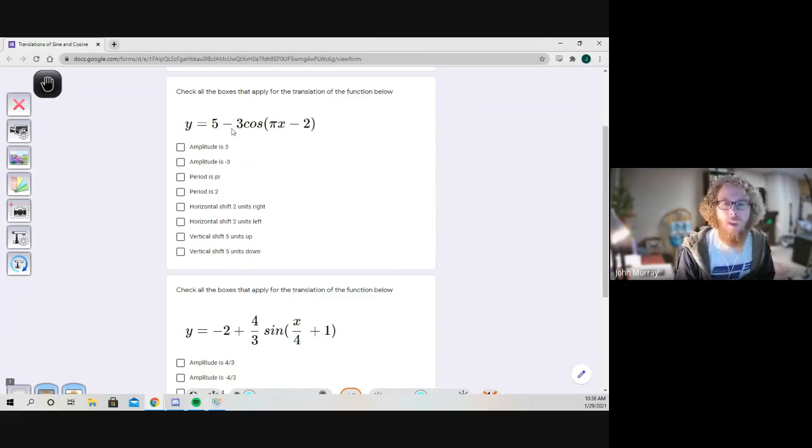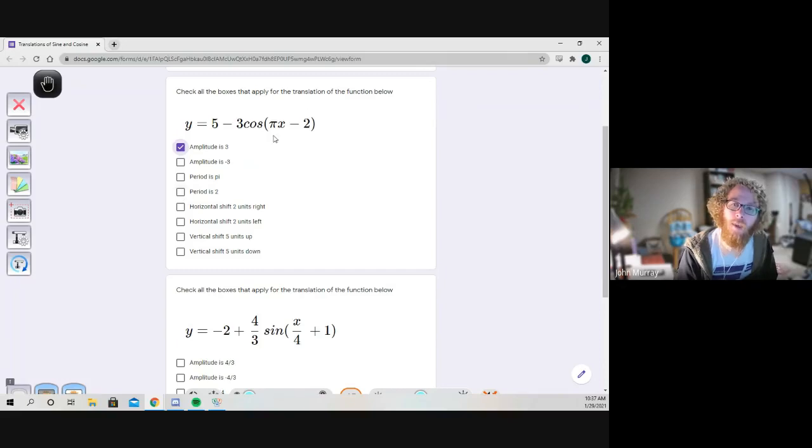For the first one, we have 5 minus 3 times the cosine of pi x minus 2. First, for the amplitude, remember the amplitude is always positive no matter what's in front of it. So your amplitude is 3. It wouldn't make sense to have an amplitude of -3. That would be like in geometry, if you measure the side of a triangle and it's -5 units. It just doesn't make sense. The concept of amplitude doesn't involve negative numbers.